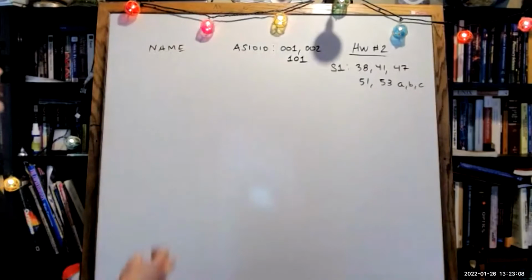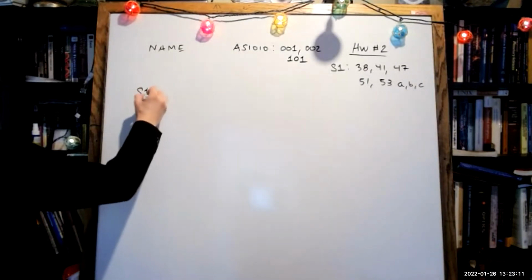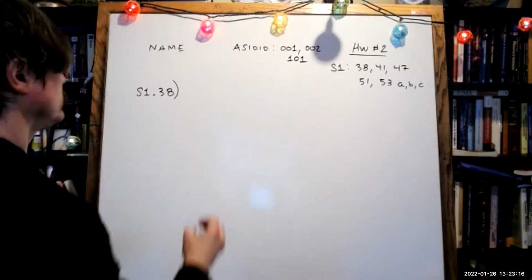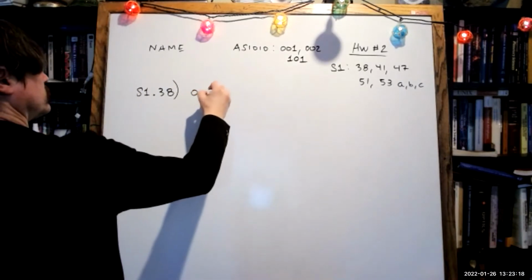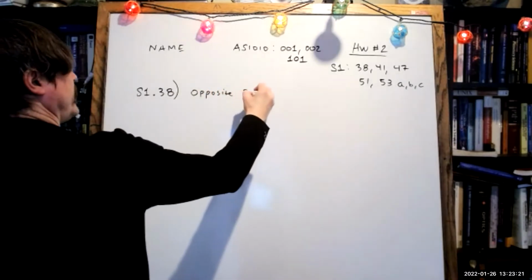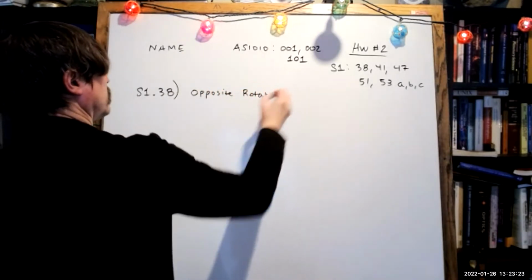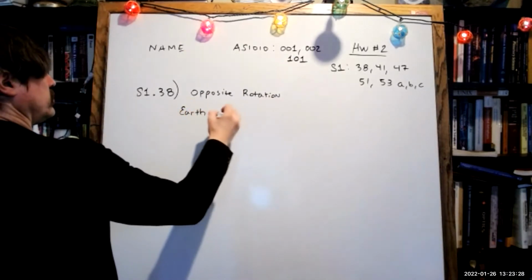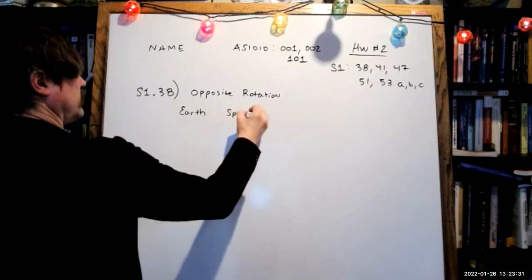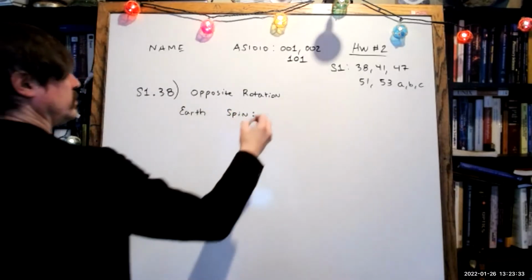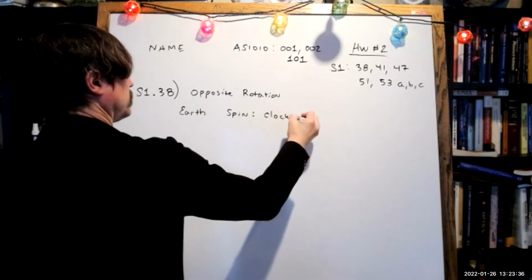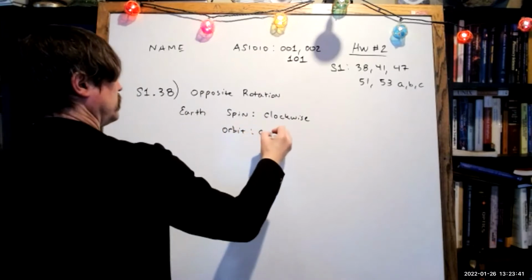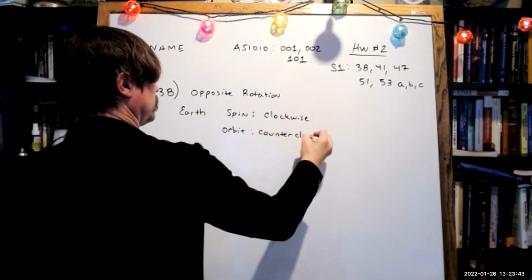All right. Daniel, I'll ask you to do chapter S1, number 38. What's the title? Opposite rotation. Okay, read it away. Suppose Earth rotated in a direction opposite to its orbital direction. That is, suppose it rotated clockwise as seen from above the North Pole, but orbited counterclockwise. Would the solar day still be longer than the sidereal day? Explain.